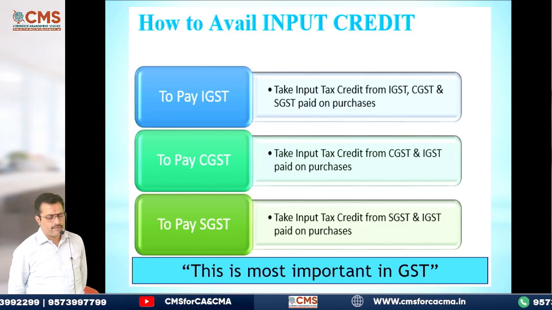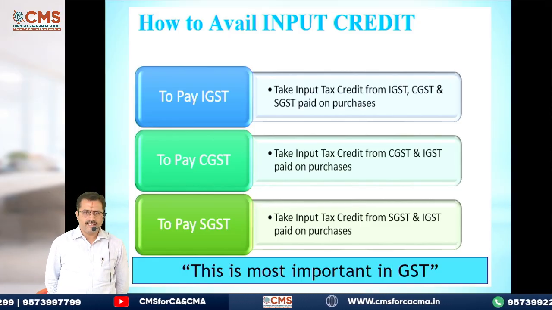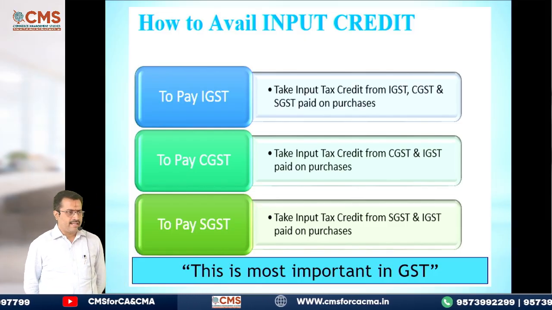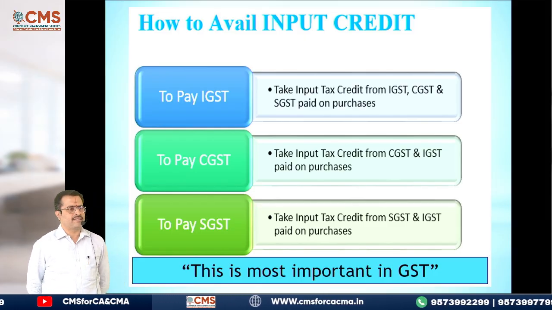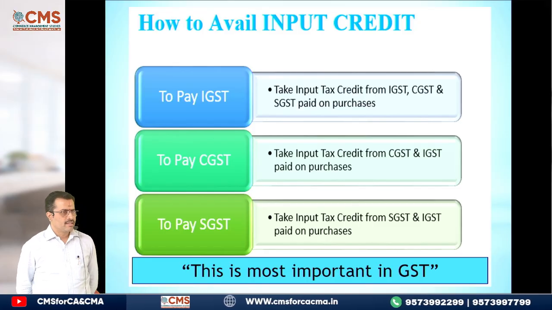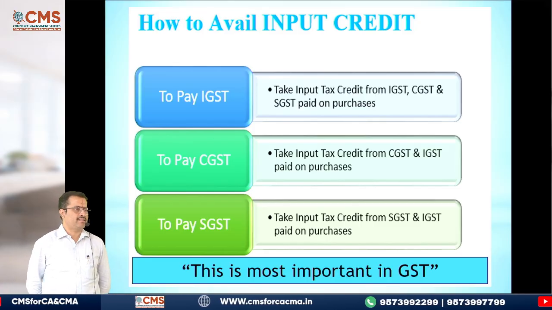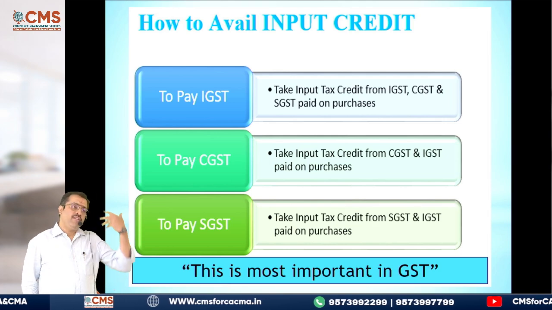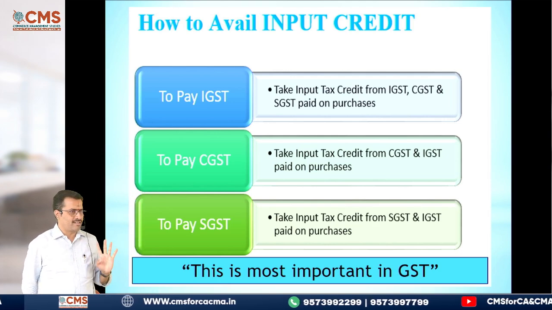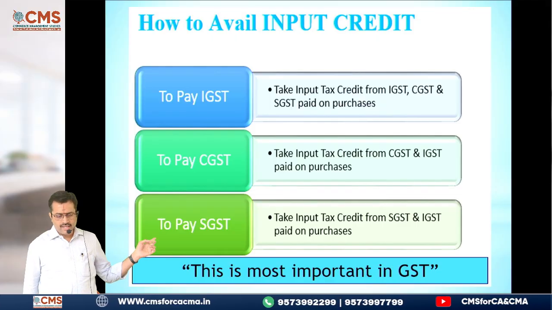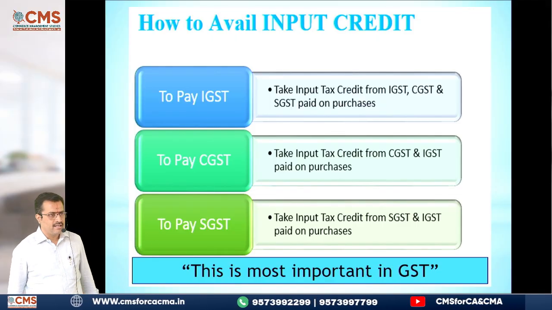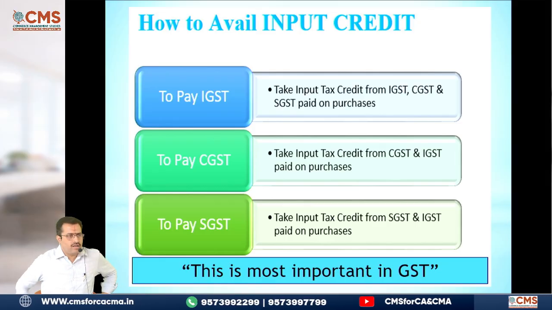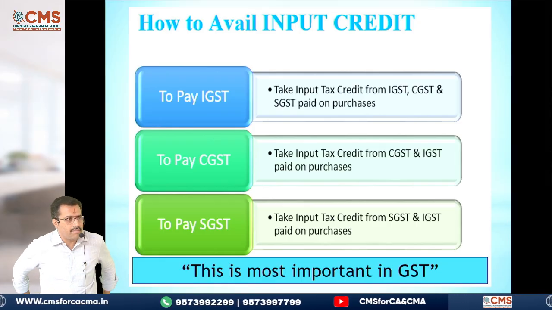So if you see, to pay IGST, first utilize the input credit from IGST and then you utilize from CGST and SGST. Similarly, to pay CGST, first utilize the credit of CGST, then if you have balance of IGST, then use it. There is no problem at all. Then to pay SGST, take the credit of SGST and then the balance of IGST is what you have to keep in your mind.